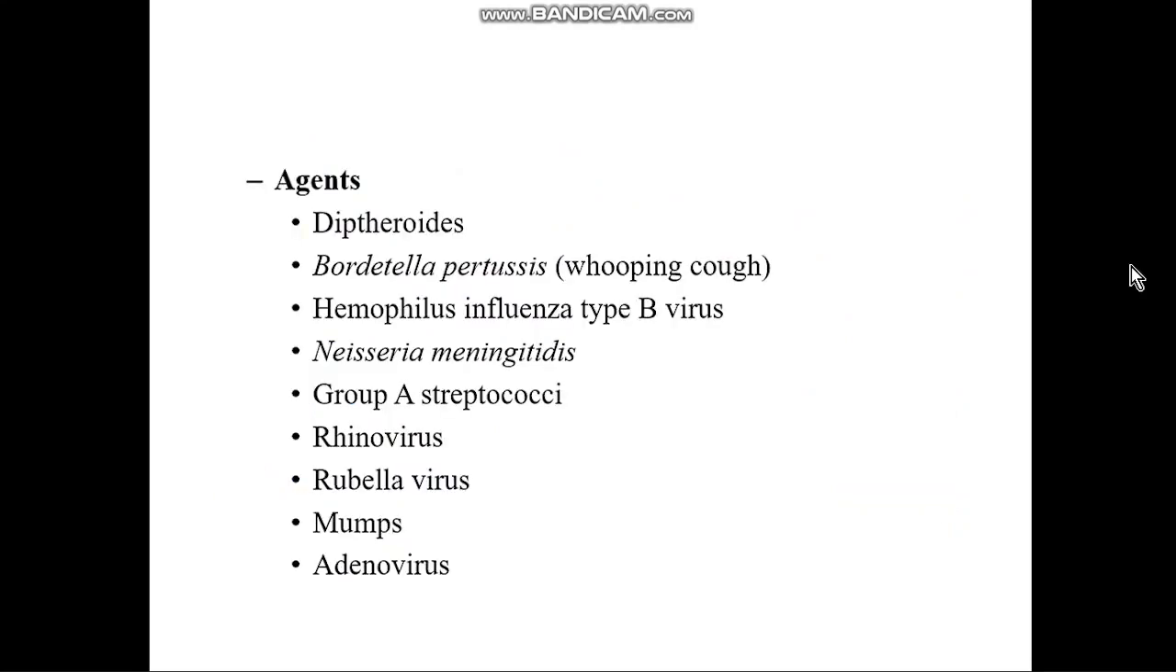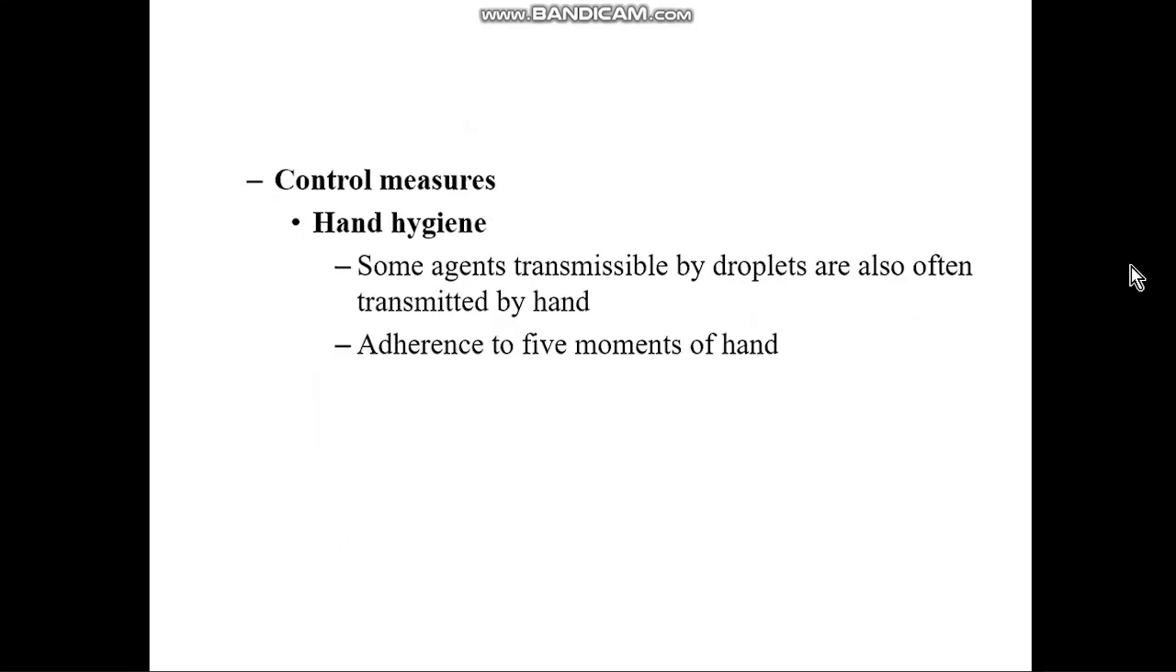The agents that transmit through droplets are diphtheroids, Bordetella pertussis, which causes whooping cough, Haemophilus influenzae type B, Neisseria meningitidis, Group A streptococci, rhinovirus, rubella virus, mumps, adenovirus, etc. The control measures.